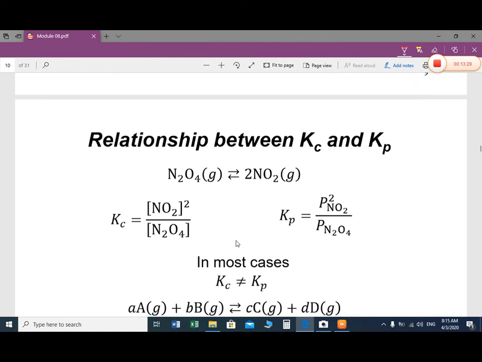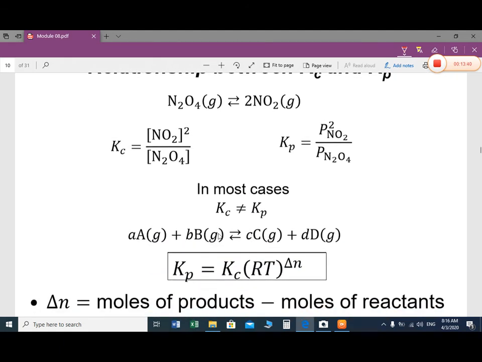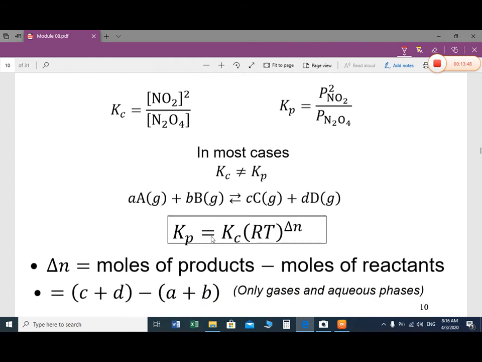So there must be some relationship between Kc and Kp. We can convert Kc into Kp. In most cases Kc is not equal to Kp. Then we take a general equation with a moles of A, b moles of B, c moles of C and d moles of D, the reactants and the products. So this is the mathematical expression to convert Kp into Kc and Kc into Kp.